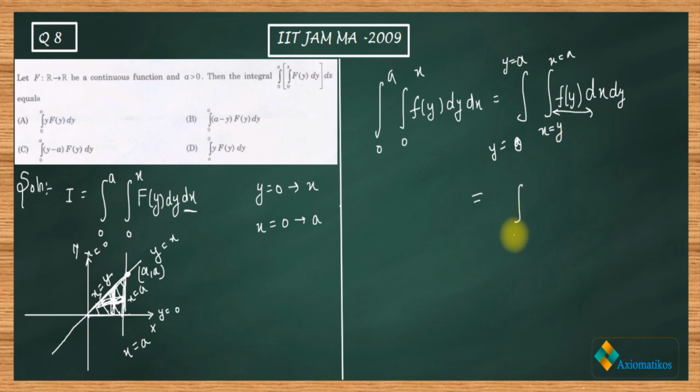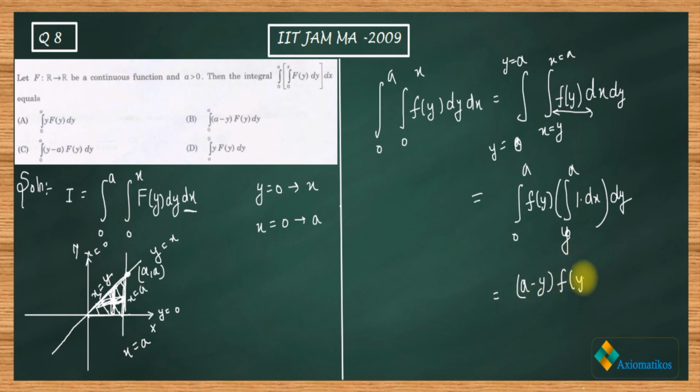How can we integrate? We can write this integration like this: integral from 0 to a of integral from y to a of 1 dx, times f(y) dy. So you will get (a minus y) f(y). How have I written a minus y? Because the integration of 1 is x, and when you put your limits you will get this thing. So integral of (a minus y) f(y) dy should be your answer.